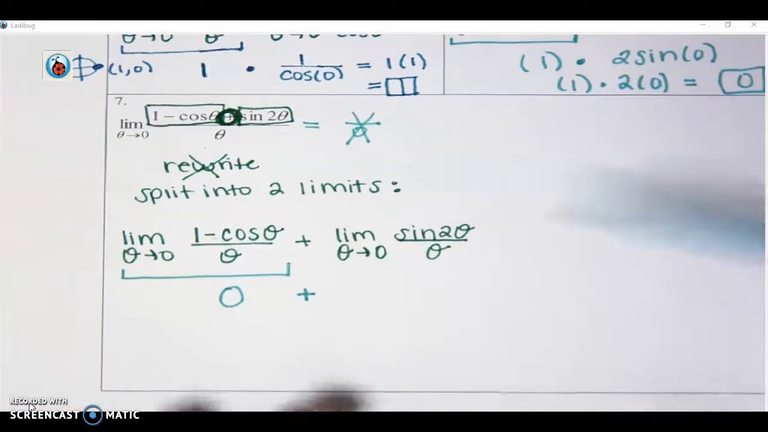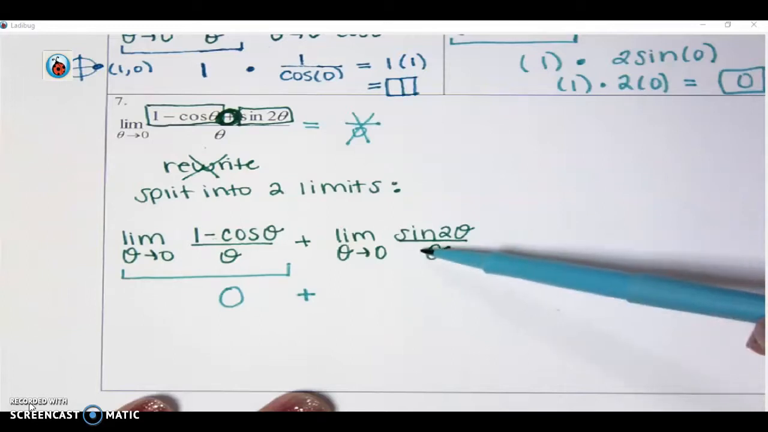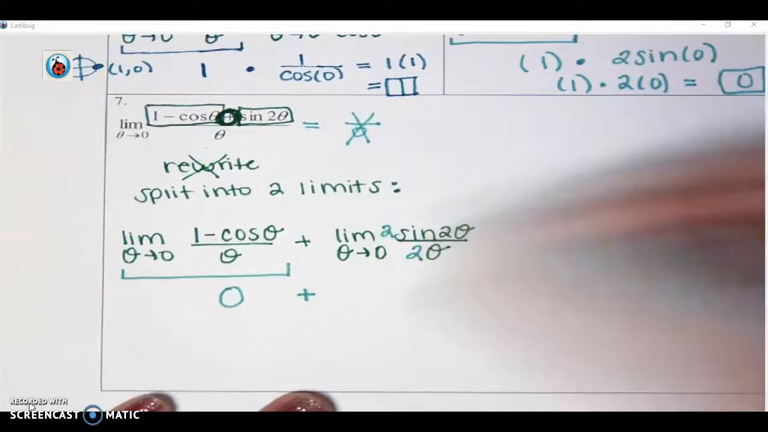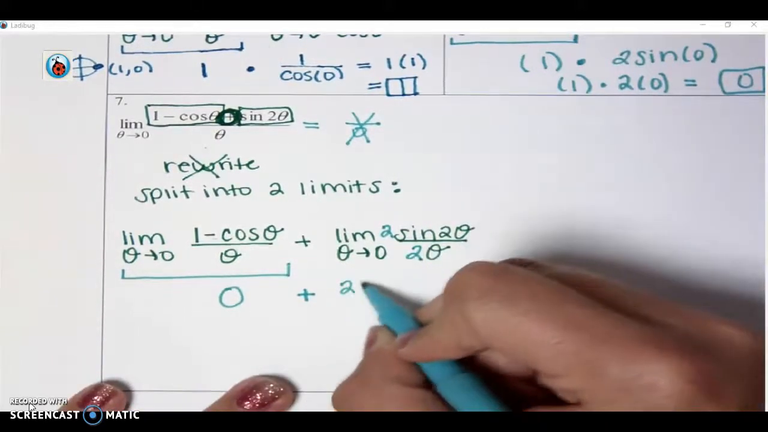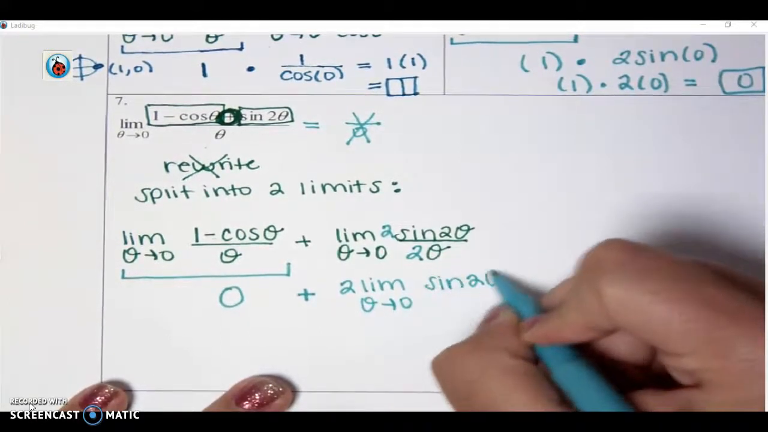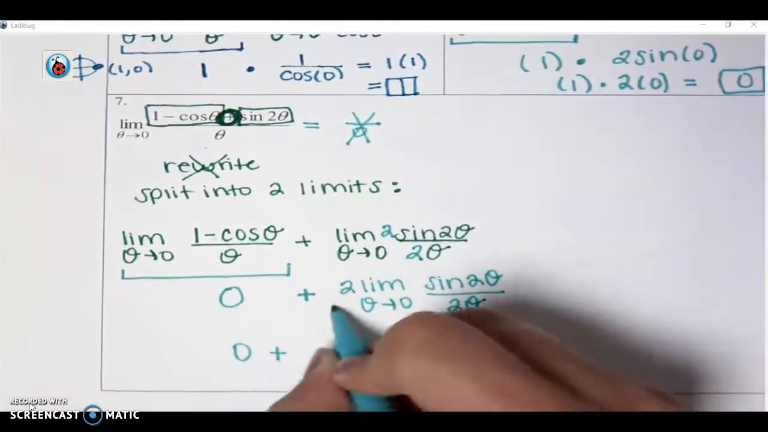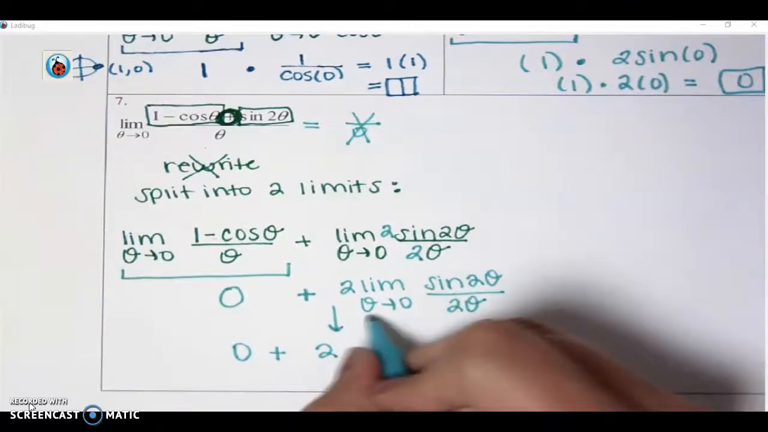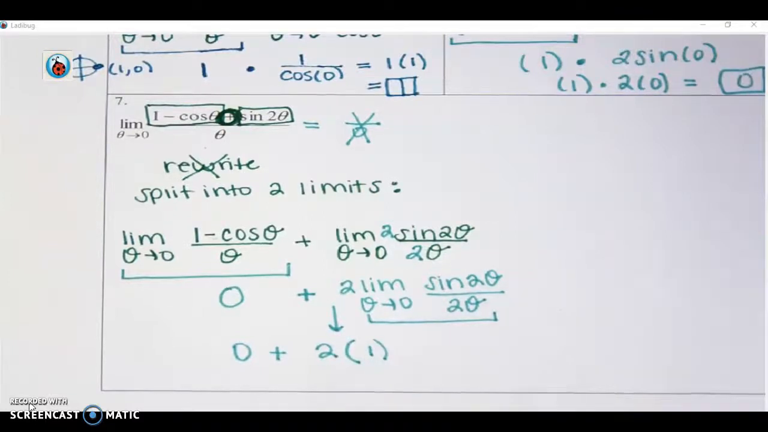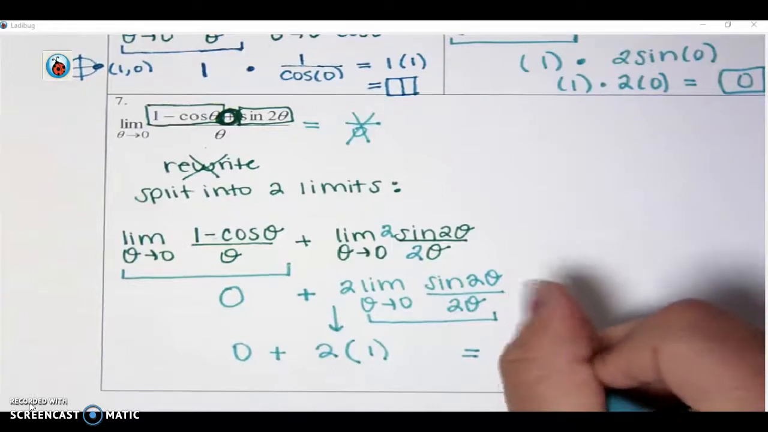Okay, over here on the right side, it says sine of 2 theta over theta. So remember, for this to work, there has to be a 2 in the denominator. So we're going to put a 2 in the denominator, but if we put one there, we also have to put one in the numerator. So I'm going to go ahead and bring that 1 over 2 out front, so that I'll have sine of 2 theta over 2 theta. So we're going to have 0 plus this 2, and then we know that this sine of 2 theta over 2 theta for that limit gives us 1. So when we add those together, we do end up getting 2.